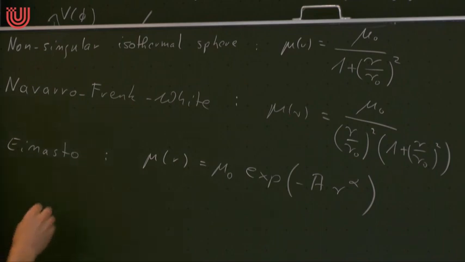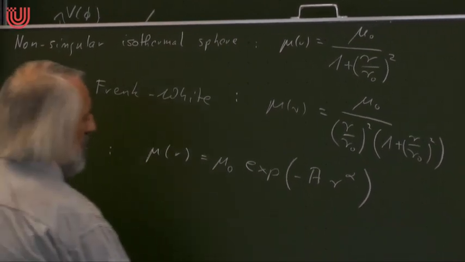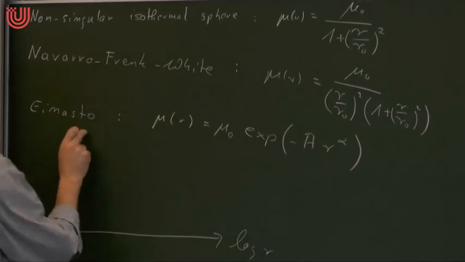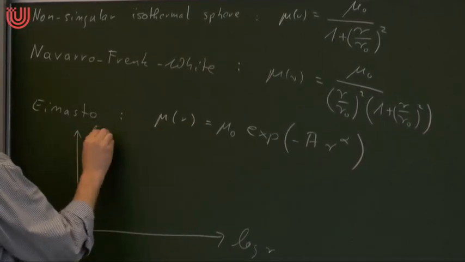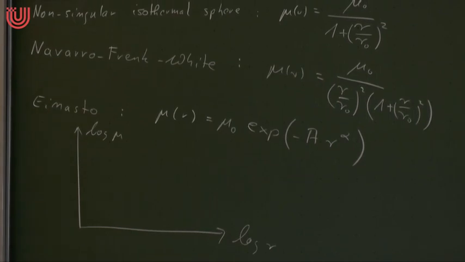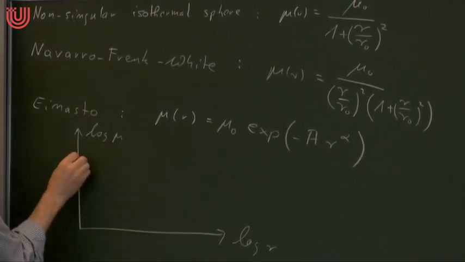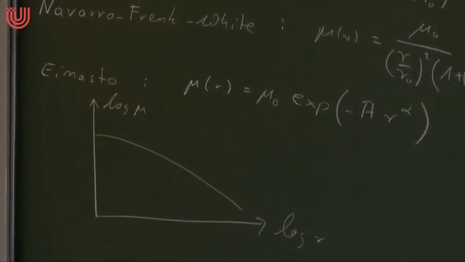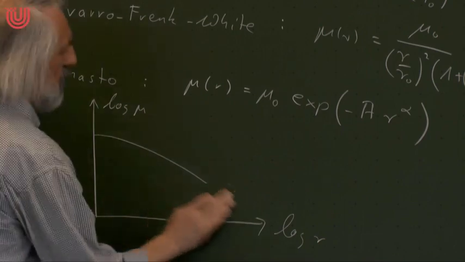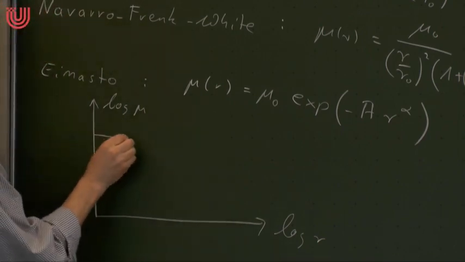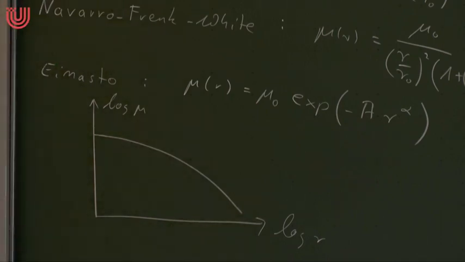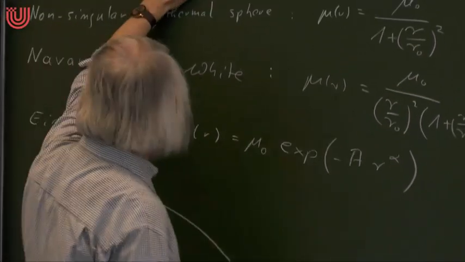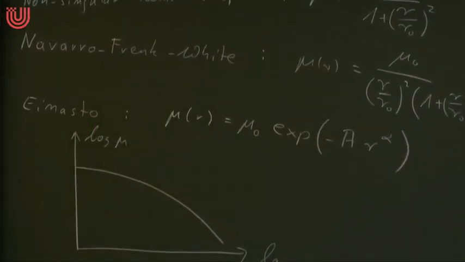It is common to plot them in a double logarithmic diagram. So what you plot is not r here, but rather the log of r. And what you plot here is not the density, but rather the log of the density. And what you get then is roughly a shape like that. It falls off like that. So that's a typical dark matter profile, maybe a little bit flatter, more like that. So that's a typical density profile in a log-log diagram.